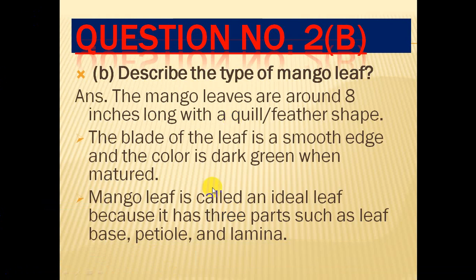Okay, so question answer number B, if we see, describe the parts of mango leaf. Well, the mango leaves are around 8 inches long with a quill or feather shape. The blade of a leaf has a smooth edge and the color is dark green when mature. Mango leaf is called an ideal leaf because it has these three parts: leaf base, petiole and lamina.